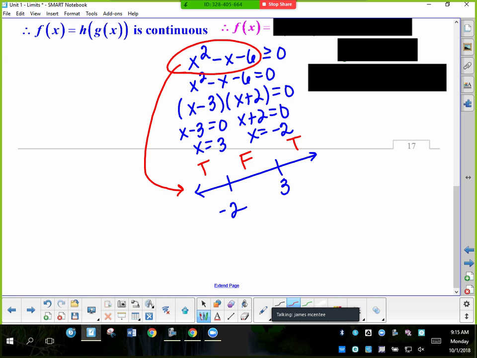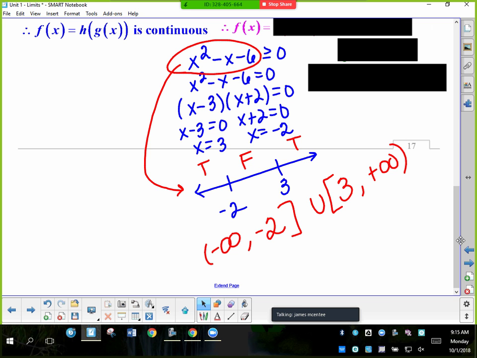So which values are true? What's the domain of this? Well, the domain is anywhere from negative infinity to negative 2, and then from 3 out to positive infinity. And do the boundary values satisfy when it equals 0? 0 equals 0, so yes. That would be the domain that it's continuous on.